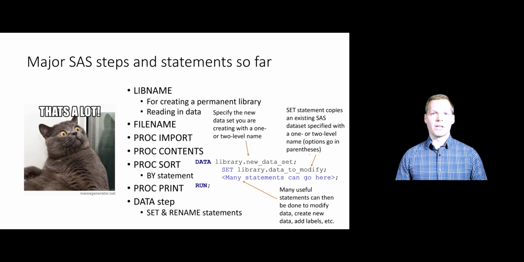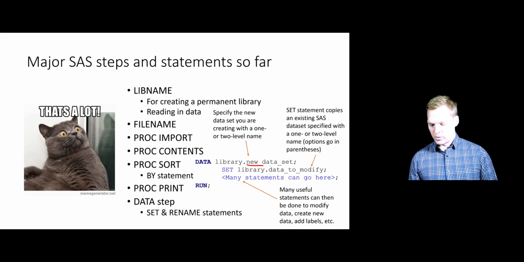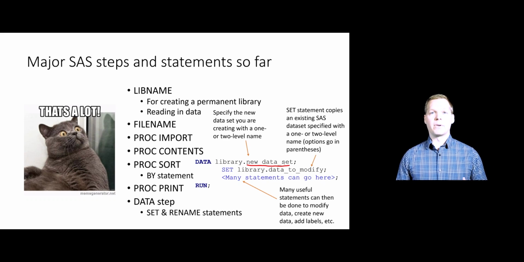And we can use a one or two level name for that. Remember, if we use a one level name, which would just be what we see after the period there, that would create a data set in our work library, which then would be erased when we close down SAS. Alternatively, we can use a two level name that then puts it in a particular library that is hopefully a permanent library, and then also naming the data set as well.